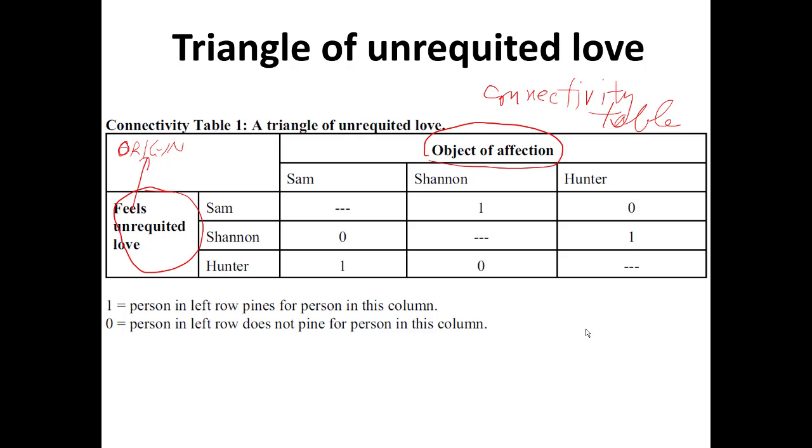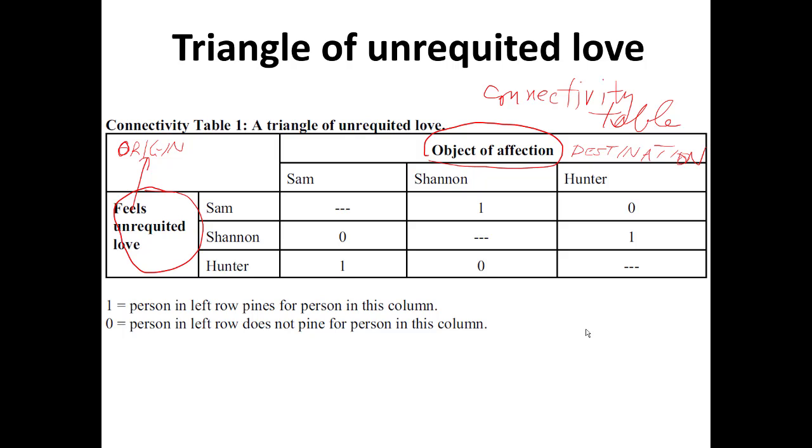So the origin is the node that has a relation with another person that we're recording, right? The object of affection, which if we think in transportation geography terms, we can think of as a destination, right? This will help make one of the later examples a bit more clear.